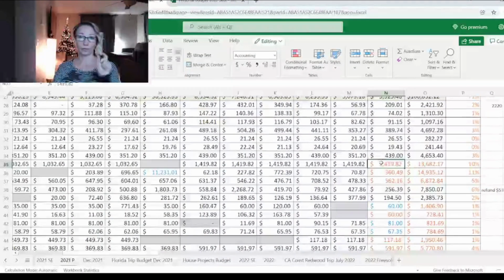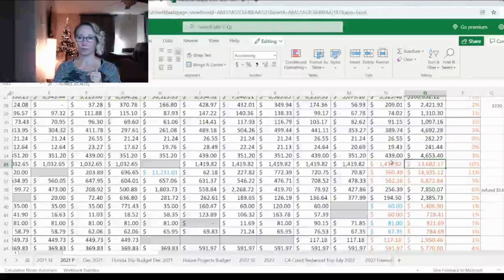This is actually going up slightly next year because our property tax or our homeowner's insurance premium went up. So it's going to be more like $1,430 something. So you'll see that. We paid about $13,682 towards the home.